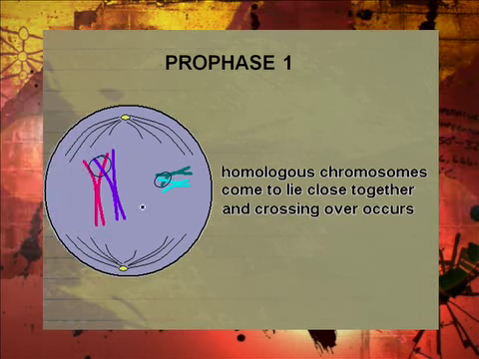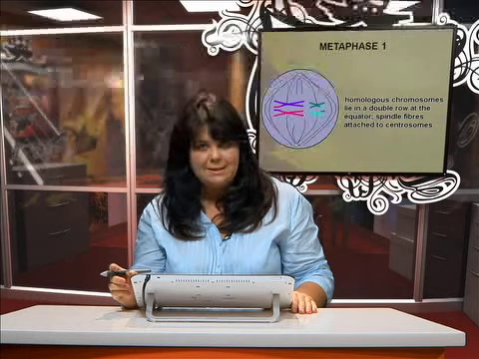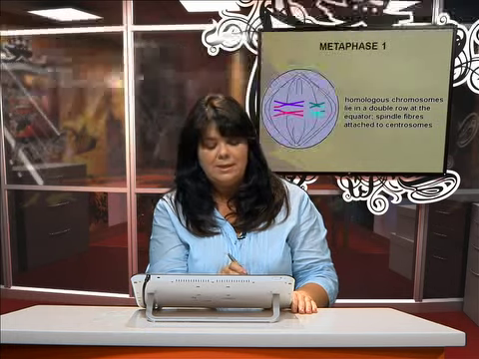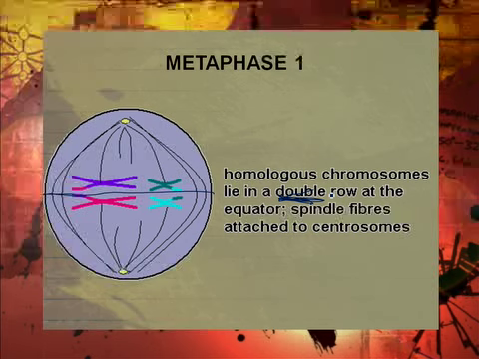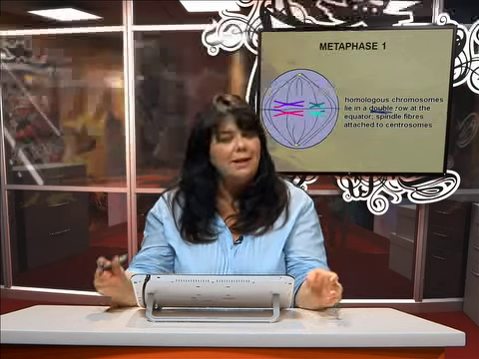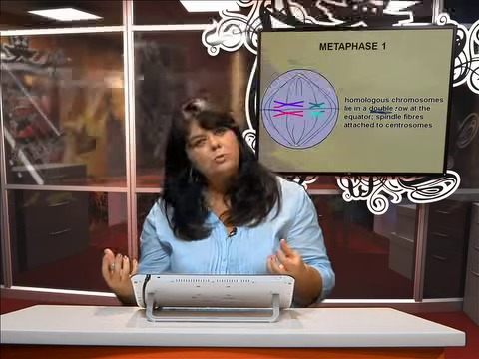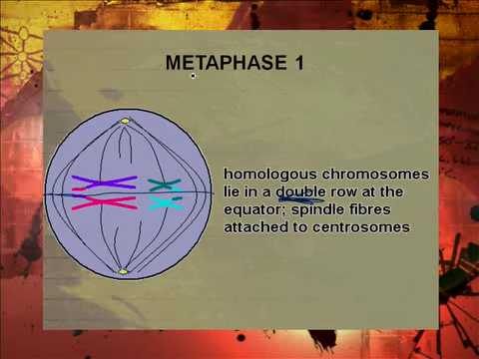So if we have a look at our picture again, we can see that crossing over happens with those homologous chromosomes, and when we go into metaphase 1, we're going to see that these homologs are going to lie in a double row along the equator. In mitosis, it was just a single row. That's how you would tell the difference if you were given a test question and asked, is this picture mitosis or meiosis? Well, you'd have to see if there was a double row, it's going to be metaphase 1 of meiosis.